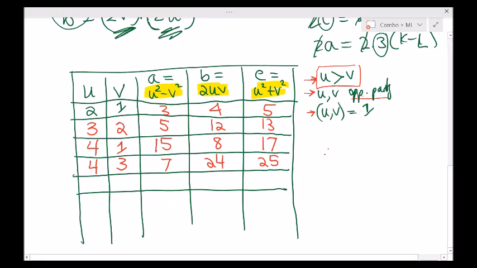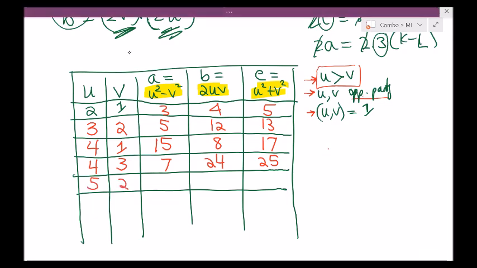Is it 5-1 or 5-2, the next one? Can 5-1 work? Yeah, 5-1 shouldn't work, right? Because 5 and 1 are the same parity. They are both odd. It won't work. So 5-2 is the next one. So you should try 5-2 next. So can you do the calculations?